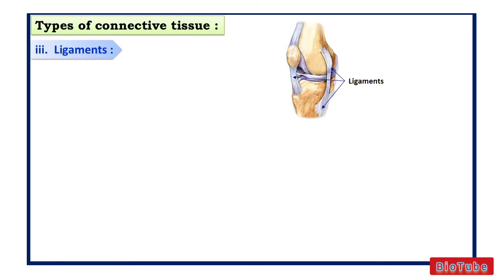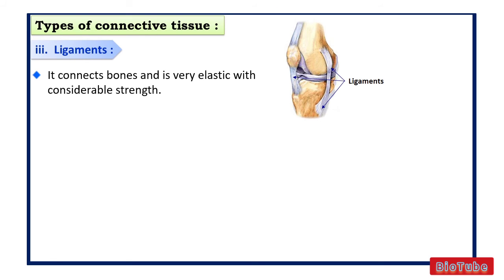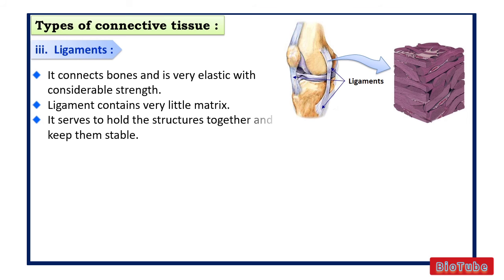Next is ligament. Ligament connects bones and is very elastic with considerable strength. That is, it connects bone to bone. Ligaments contain very little matrix. They serve to hold the structures together and help them stay stable. So it is very important for the ligament to have a healthy function.